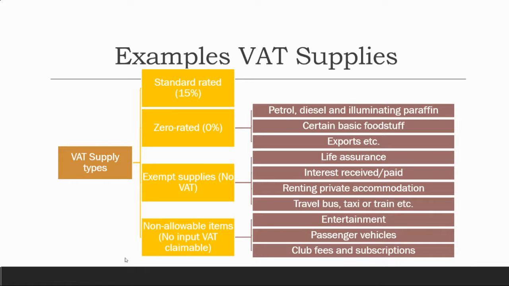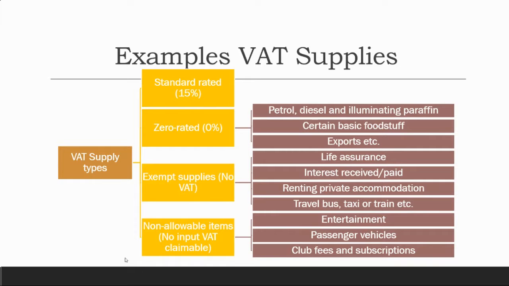So your sale of a going concern, that means you're selling a business that will continue within the next 12 months. Okay, if we look at exempt supplies, we have life assurance, we've got interest received or interest paid, renting of private accommodation, and any travel by bus, taxi, or train, or even boat would be included in there. Note, however, that travel by airplane or in the air is not included in your exempt supplies, and that would form part of your standard rated supply, as well as petrol would also be standard rated supplies.